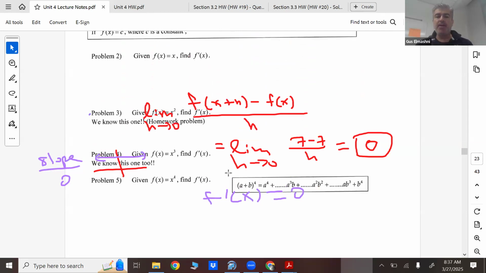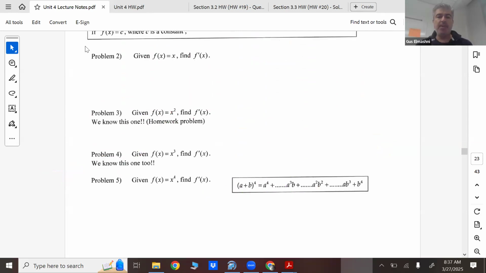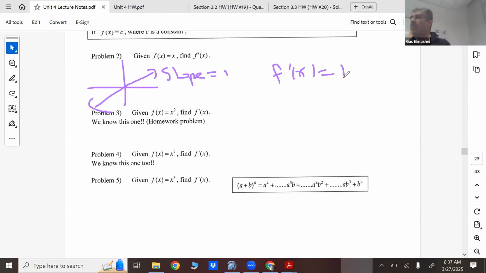Okay, 2. 2 is a linear function, right? If you think about it, just a line. What's the slope of that line? So what's that prime of x going to equal? 1. There you go. This is true for any line. For any line, just take the slope. That's your derivative. That's it.